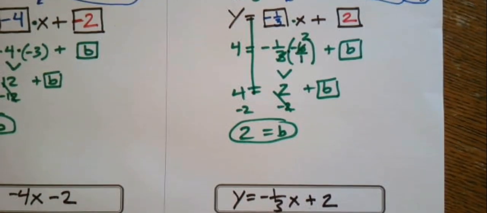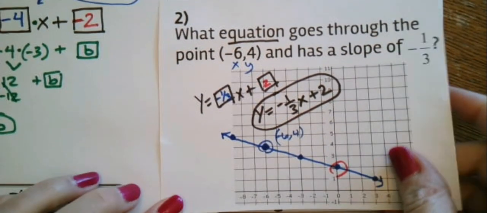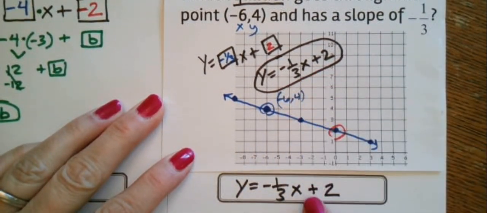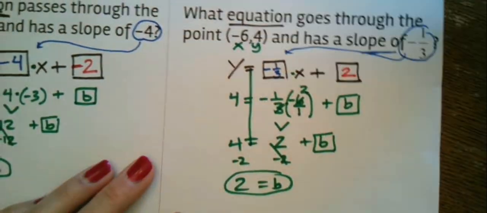There's the equation. Well, let's go back to number 2 before. Do you see how we had gotten the same equation? Y equals negative 1/3 x plus 2 with the graph, and we get it with the algebra also. This is algebra, solving an equation.